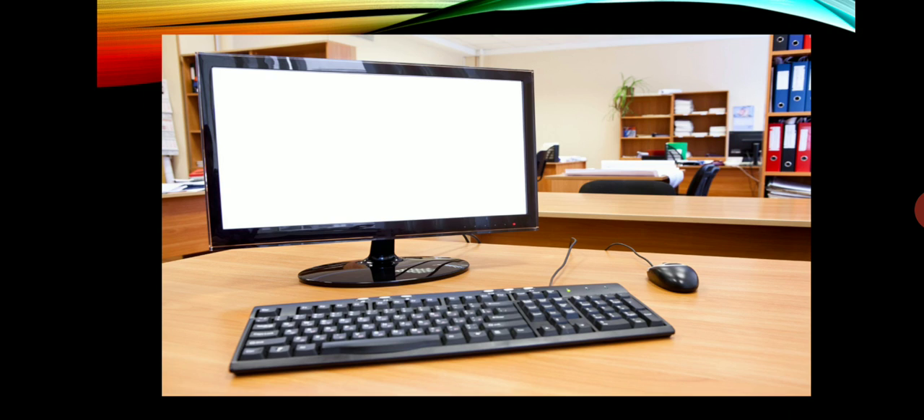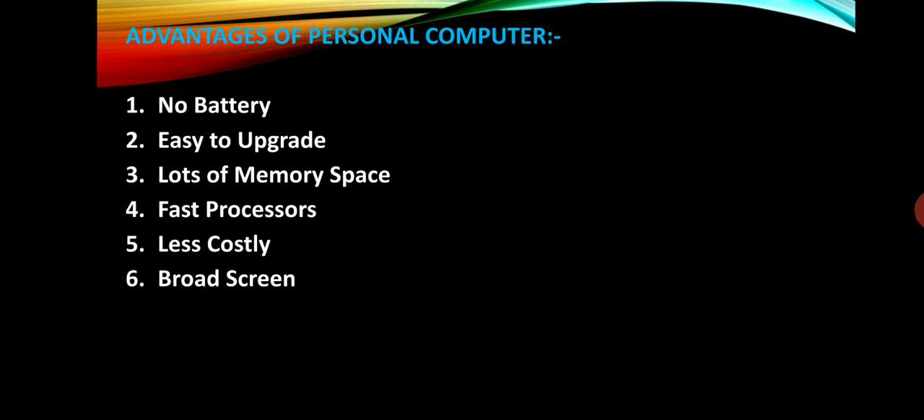So this is the image of a personal computer, and there are a few advantages of the personal computer. The first one is no battery. Here we are not going to charge our personal computer, but it is directly connected to the electric supply. Second one, easy to upgrade. Yes, as far as the different applications of computers are concerned, it is really very easy to upgrade the different software in our computer, and sometimes it automatically upgrades the software which is installed in our personal computer.